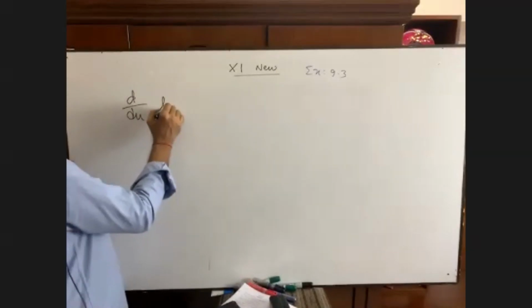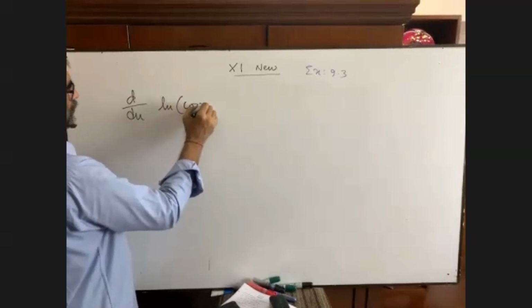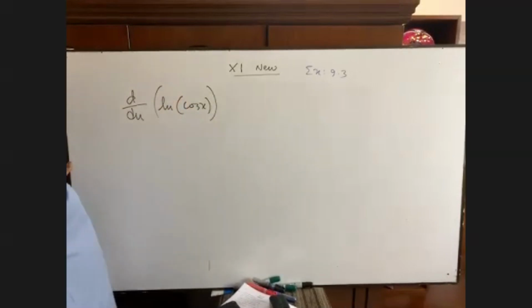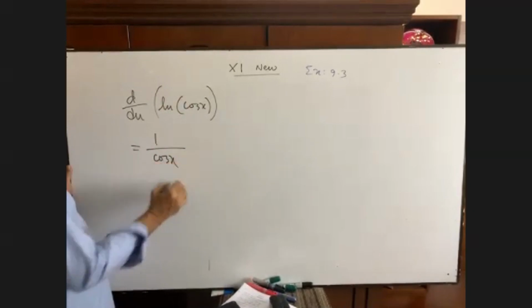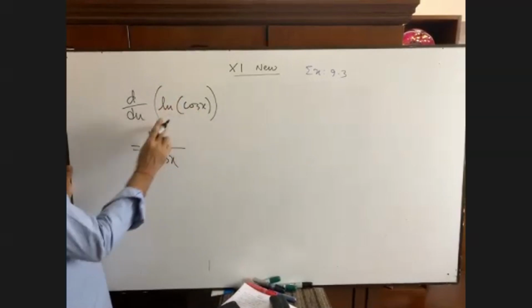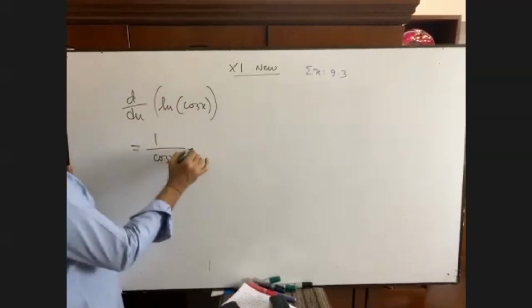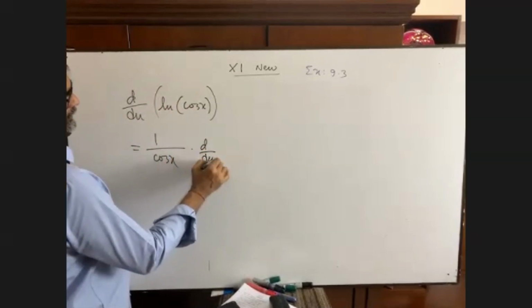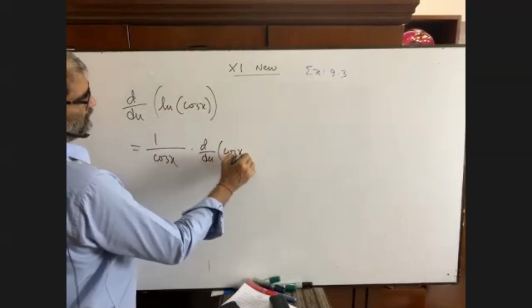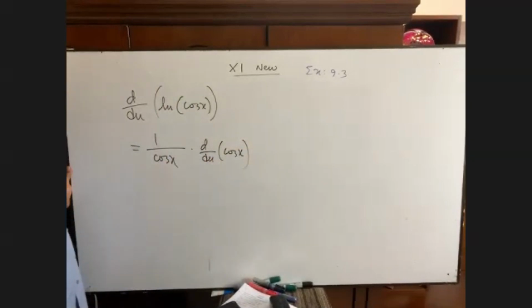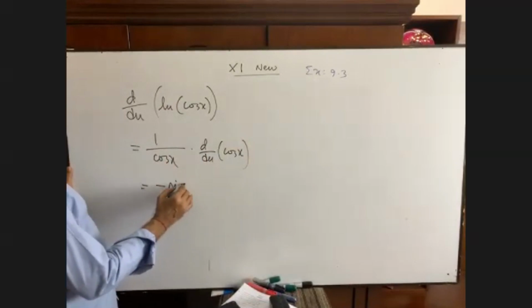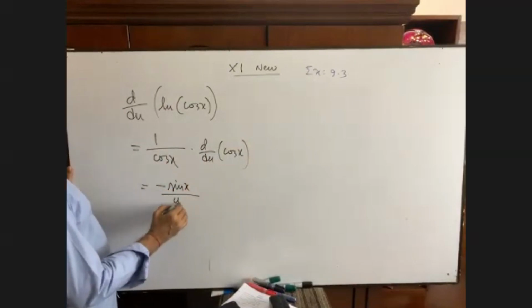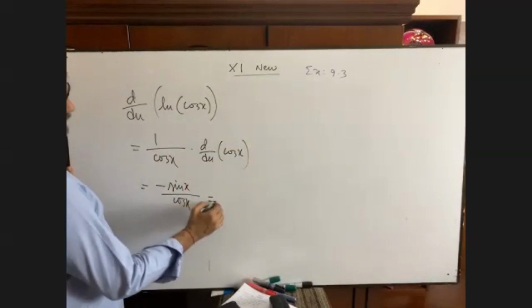D by dx ln cosine x. What is ln x? Ln x is 1 by x. Then d by dx cosine x. What is cos x? Minus sin x by cos x. So we are getting minus tan x.